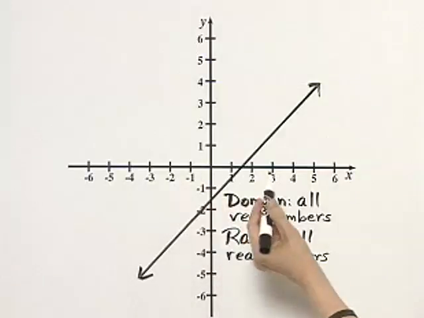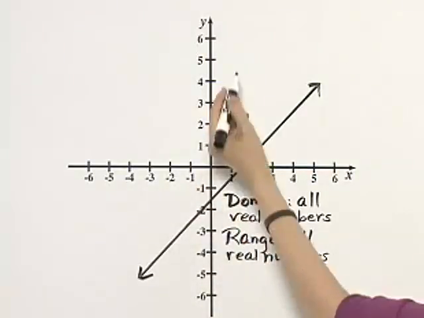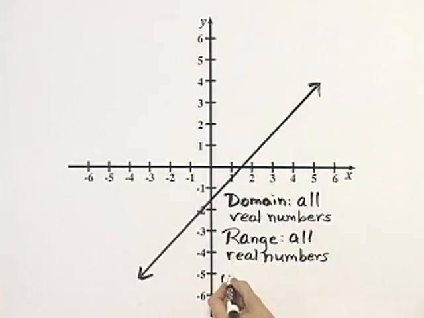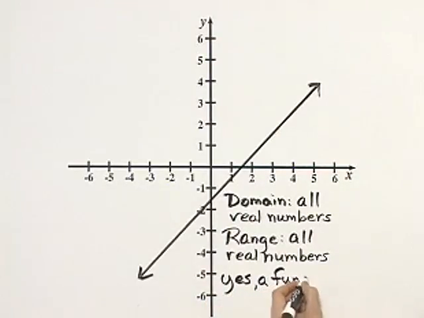But notice every single vertical line cuts the graph once. So yes, this is a function. And once again, that's by the vertical line test.